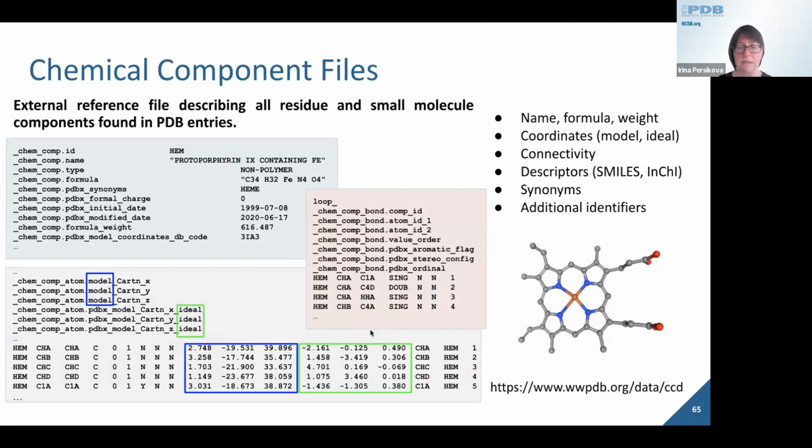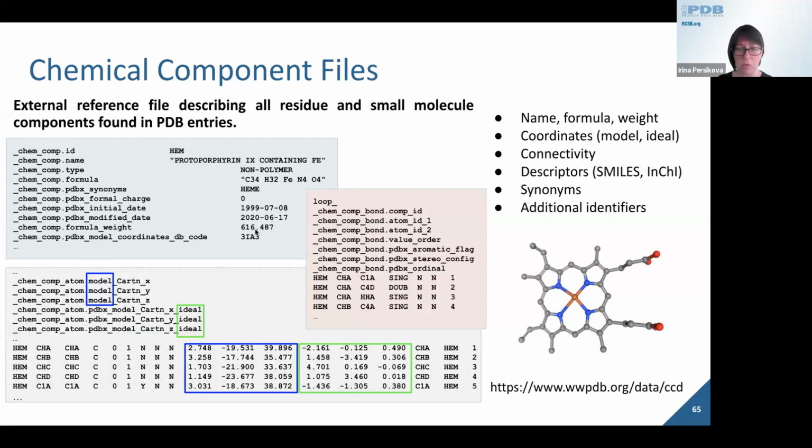The next type of files are chemical component files. The chemical component dictionary is an external reference file describing all residue and small molecule components in the PDB. The chemical component files contain the information about the ID, name, formula, and molecular weight of the component.